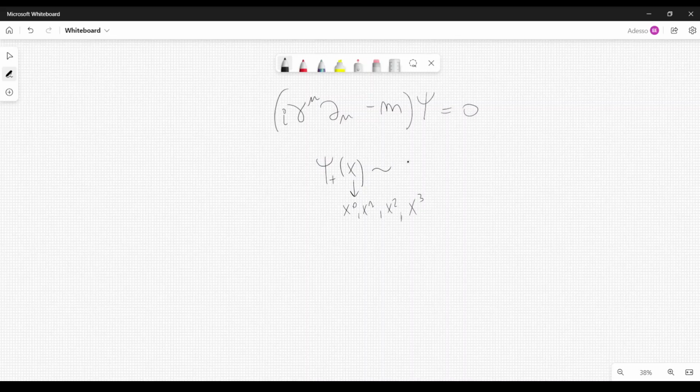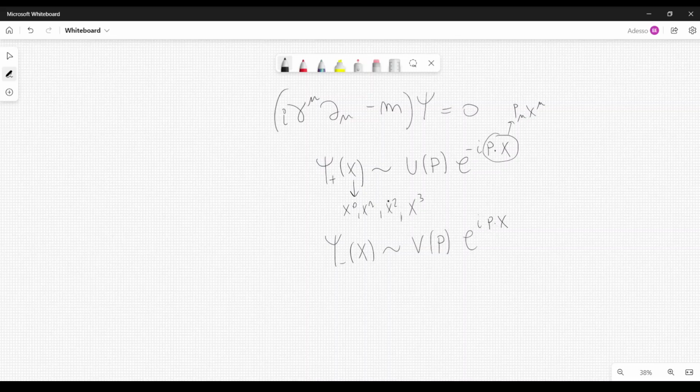And this function will be of the form u of p, where p is momentum, e to the minus i p dot x, and p dot x written in this form is simply equal to p mu x mu. You can check the course to get the details of this, as I said. Then I have psi minus of x, so I'm searching the solution also in this form, v of p e to the i p dot x, like this.